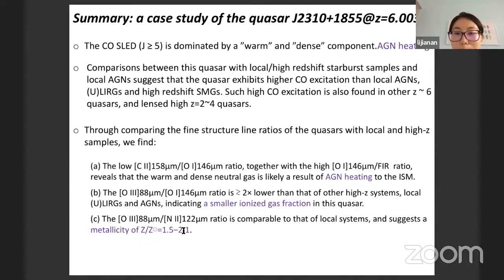Thanks, Jianan, for a nice talk. We have time for very few questions. So one question is, do you think the CMB has any effect on the line ratios seen?